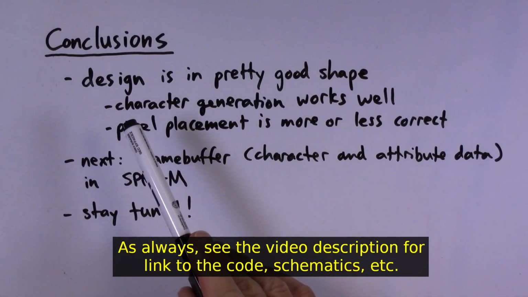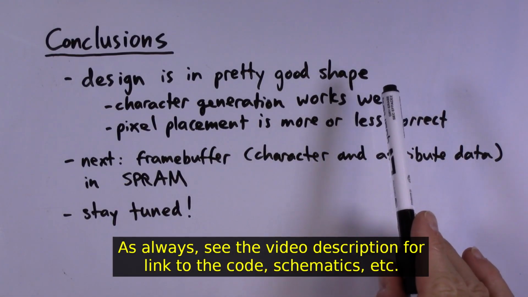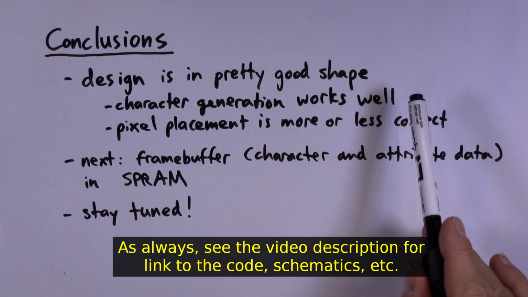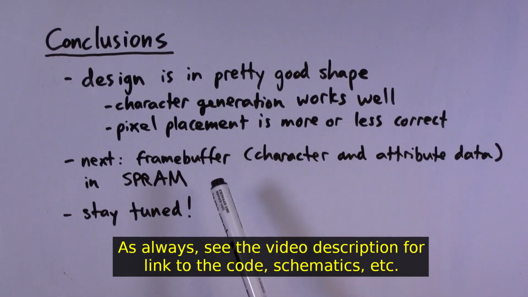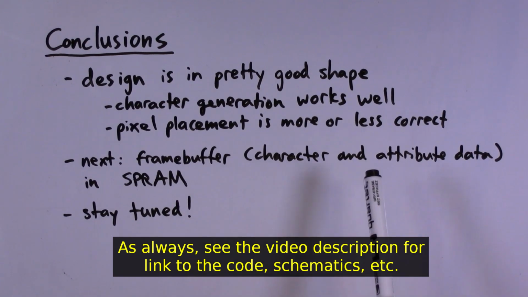All right, so in conclusion, I think the design is in pretty good shape at this point. The character generation strategy seems to work pretty well. I think the pixel placement is either correct or very, very close to correct. So what will happen next is I need to implement the frame buffer in the SPRAM. That's the single-ported large RAM in the FPGA, and it's really the only RAM that's large enough to have all of the character and attribute data that we want to store. So that'll be the next step.